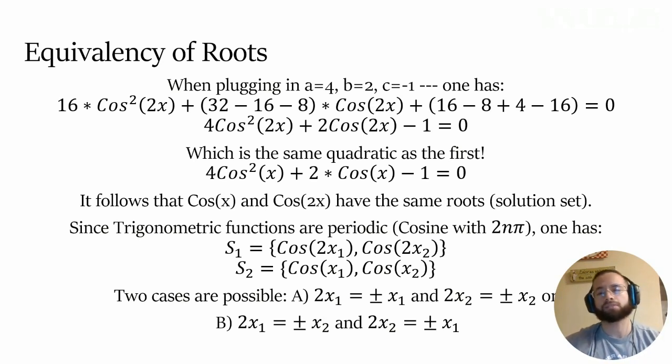So we have two possible cases. 2x1 equal to plus or minus x1, and 2x2 equal to plus or minus x2, right? The second case is 2x1 equal to plus minus x2 and 2x2 equal to plus minus x1. So you may be asking, why do we have the plus minus? The reason is because cosine is an even function. So let's explore these possibilities.